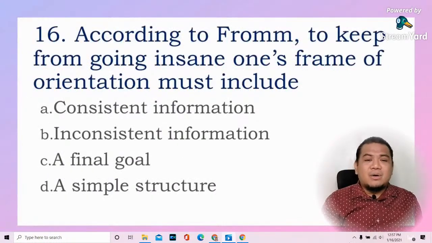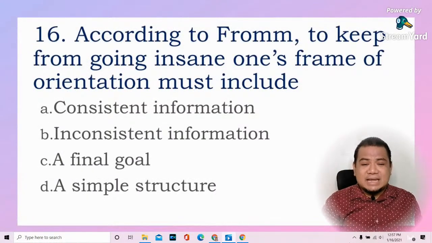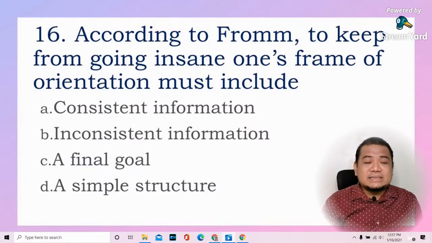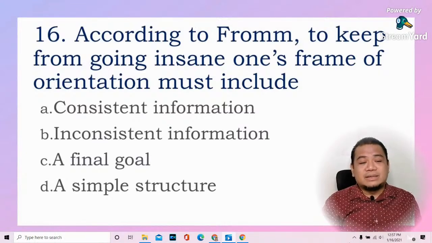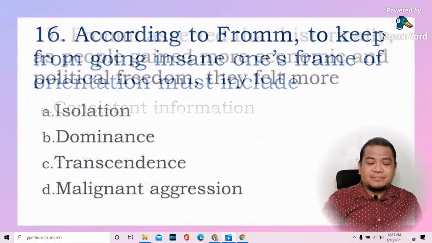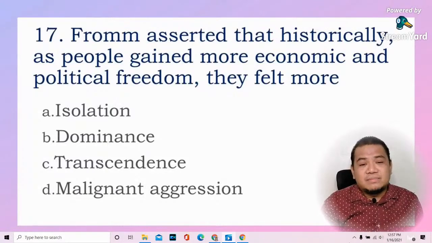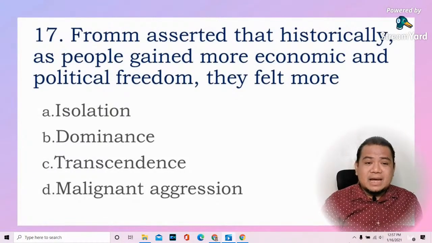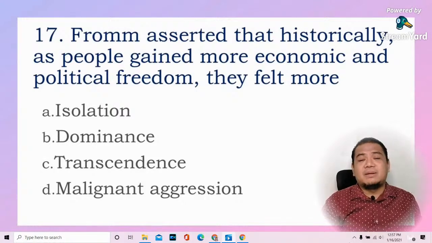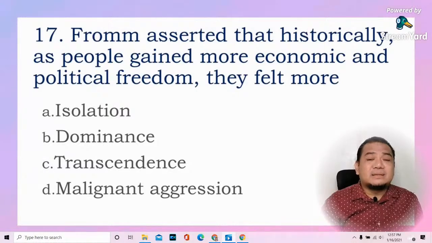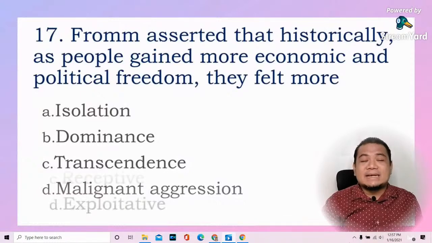Number 16. According to Fromm, to keep from going insane, one's frame of orientation must include A, consistent information, B, inconsistent information, C, a final goal, or D, a simple structure. Number 17. Fromm asserted that historically, as people gained more economic and political freedom, they felt more A, isolation, B, dominance, C, transcendence, or D, malignant aggression.